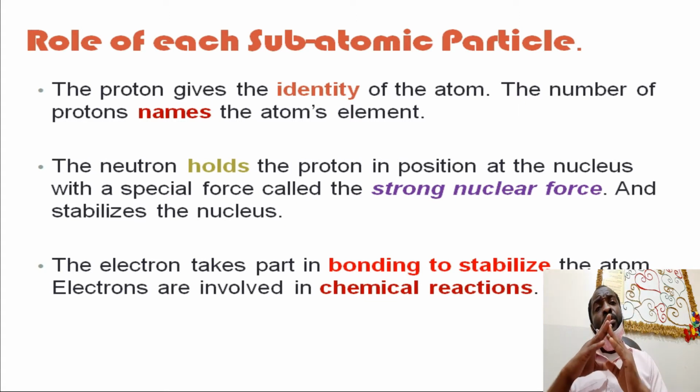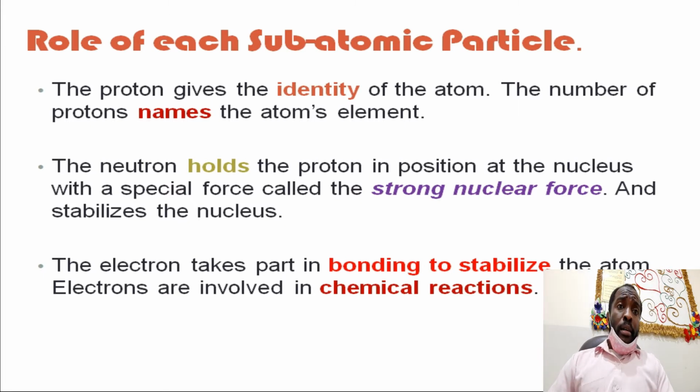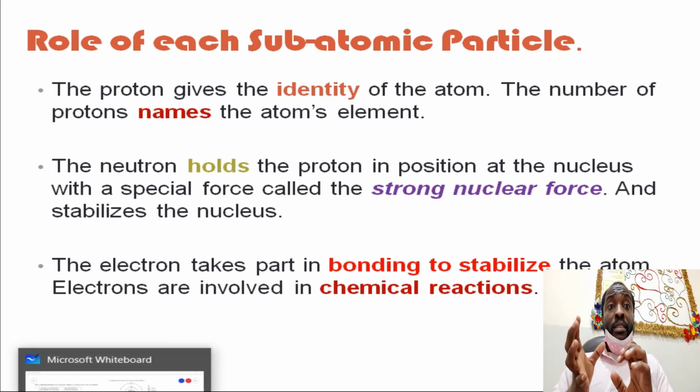The electrons actually take part in bonding, and of course they bring about stability in the atom. We shall see more on that as far as bonding is concerned. So electrons actually take part in chemical reactions. All right, learners, I want us to have a little evidence on some of the roles of these subatomic particles as well as their location.